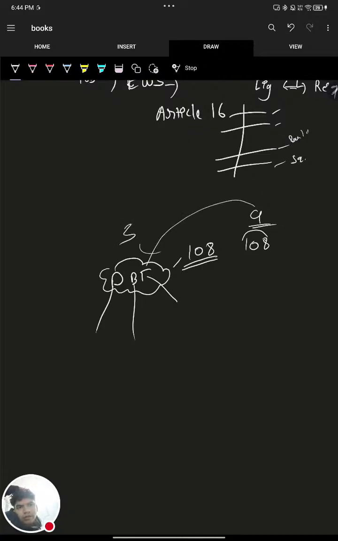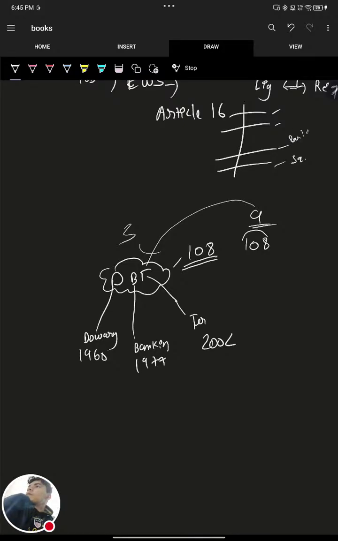108 and 9 half is 3. DBT. Okay, so dowry in 1960, then banking related in 1977, and terrorism in 2002. This I need to do a revision again.